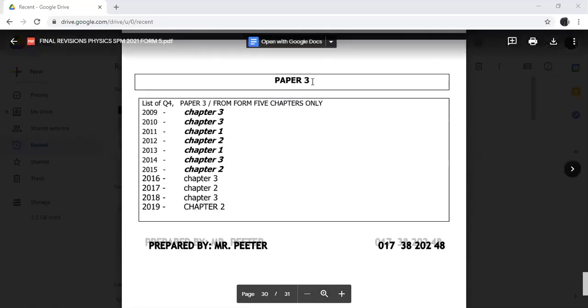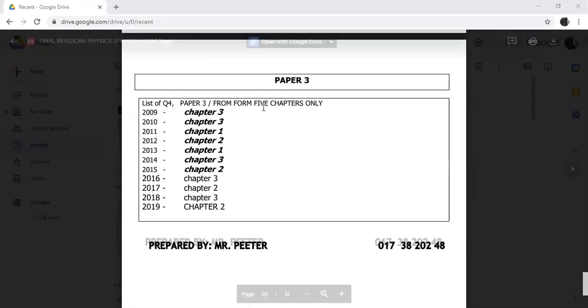See here, for Paper 3, Question 4. I went back as far as 2009. Electromagnetism in 2009 and 2010, then wave, then electricity in 2012, then again wave in 2013. Then 2014 was electromagnetism, 2015 was electricity, back to electromagnetism in 2016, 2017 back to electricity, then 2018 was electromagnetism. Last year, 2019, was electricity. So since 2013 until now, they have never tested Question 4 Paper 3 on wave. It has not appeared for a long time.